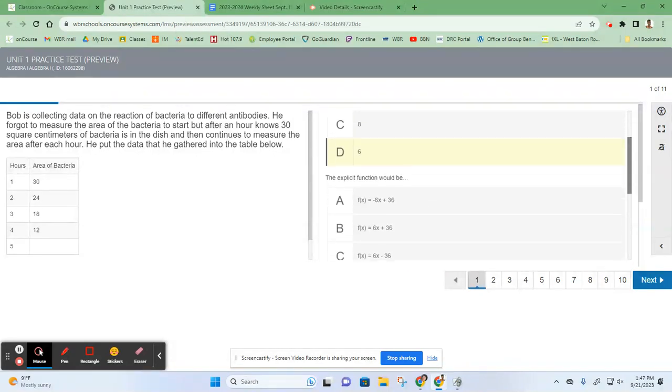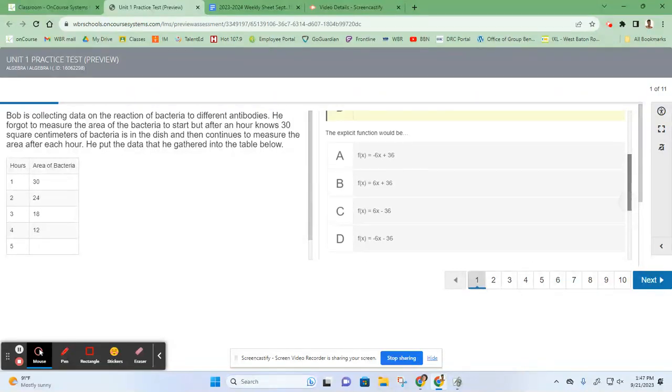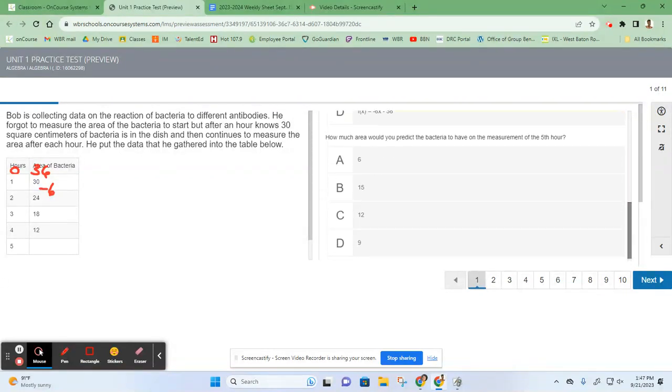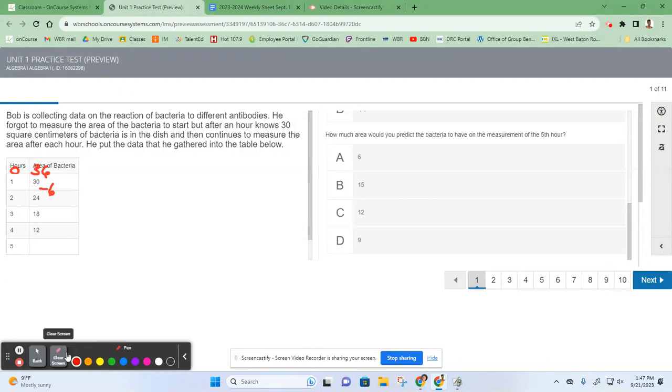All right, and then next, the explicit would be -6x, and then we want to find our beginning term, which if you go to your beginning term right here, the 0, if I'm adding -6 each time, I want to go back up, and this would be 36. So here we go. How much area would be the bacteria after the 5th hour? So again, I'm going to continue with the -6 each time, and I'll get a 6 here.